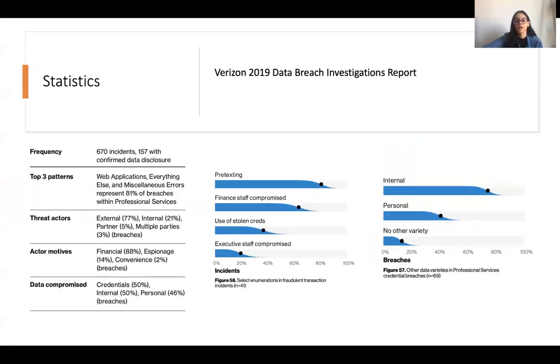Then I took a look at the Verizon 2019 Data Breach Investigations Report, which conducted analysis of 41,686 security incidents, of which 2,013 were confirmed data breaches.